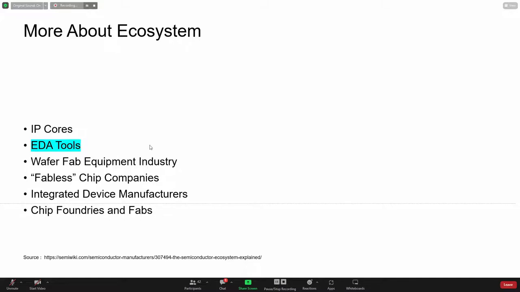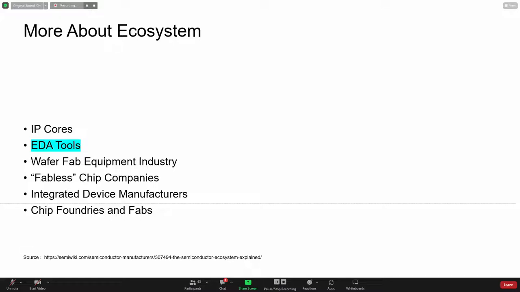The second set of companies we can call EDA companies. These are the electronic design automation companies, which provide software tools for the design industry. As we mentioned, Synopsys is one of the biggest companies. Apart from that, there are a few other key players. Siemens is one, and Cadence is also such a company. There are a number of small-scale companies also, but these three are the biggest players.